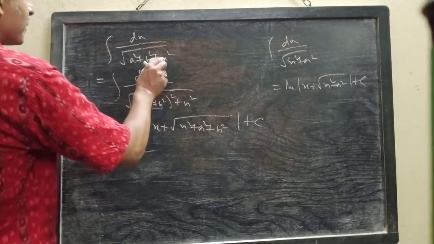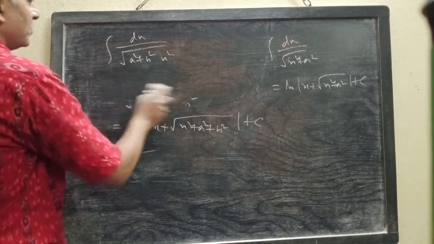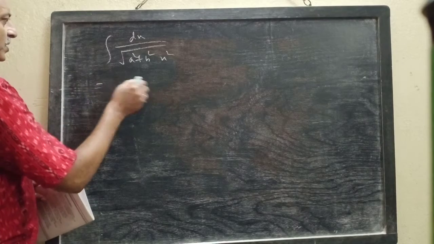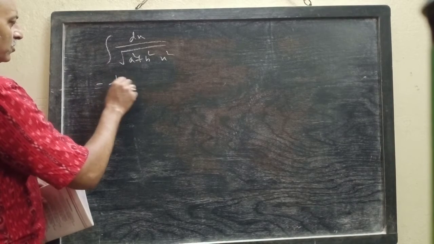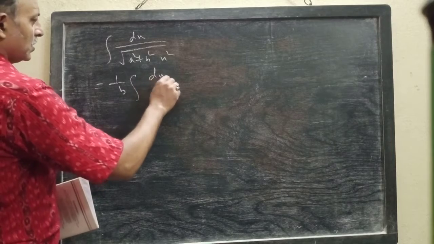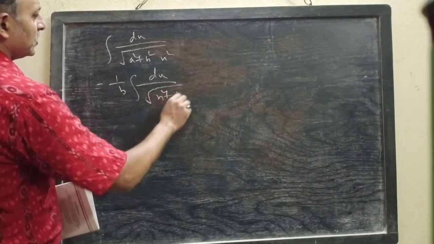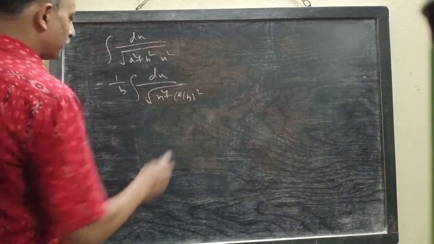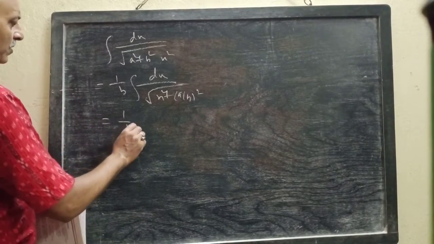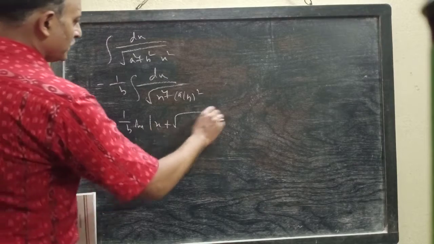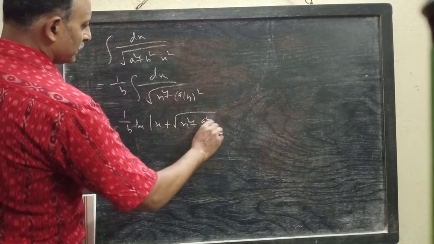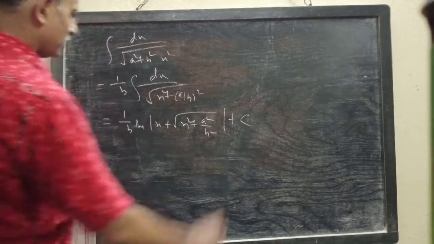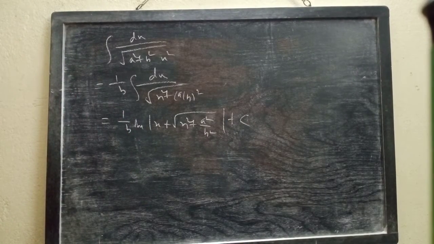Next, let us think the problem in this way. Then what will be your answer? Suppose this is b square x square. Then you have to take common b square. So when it comes outside the root, it will be 1 by b, dx under root x square plus a by b whole square. So your answer will be 1 by b ln of mod of x plus root over of x square plus a square by b square plus c. Okay.